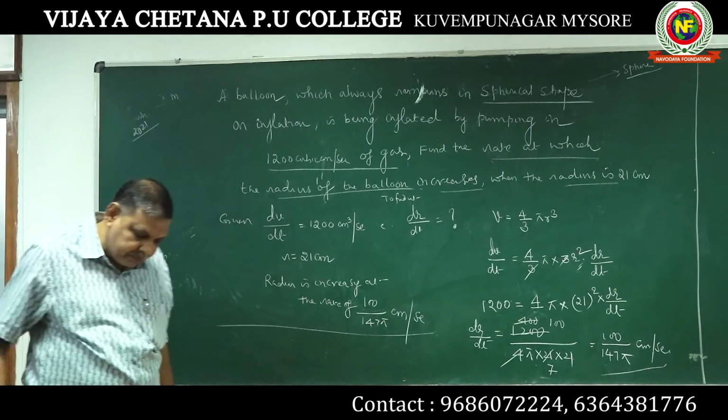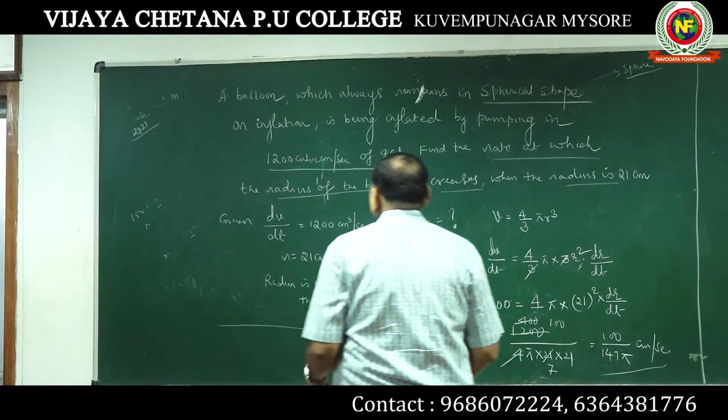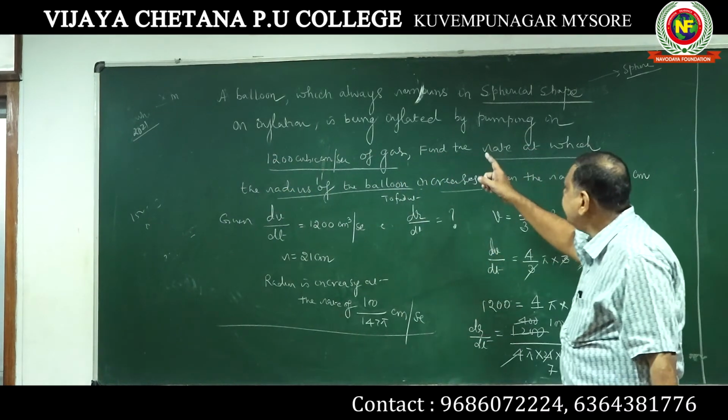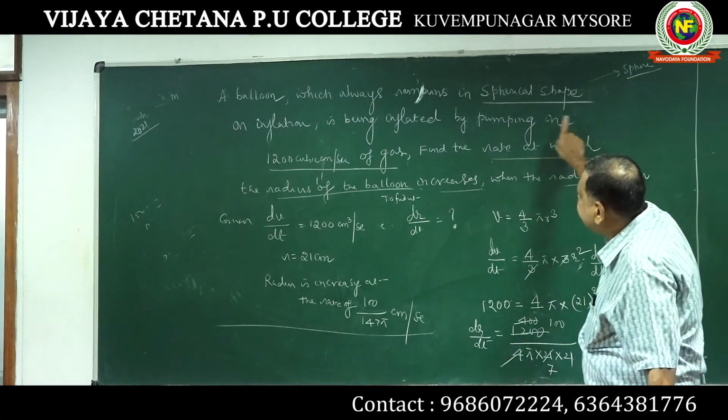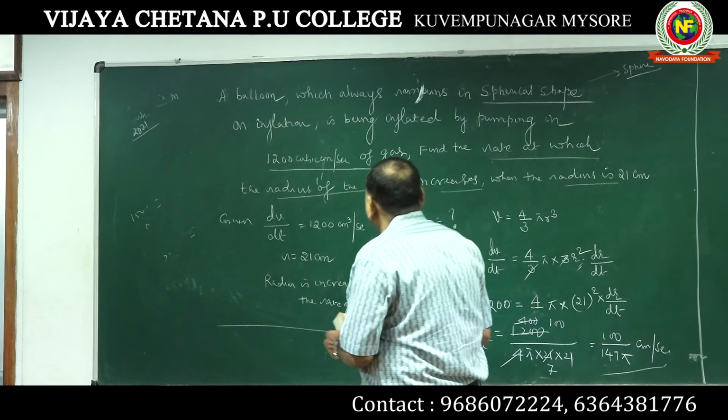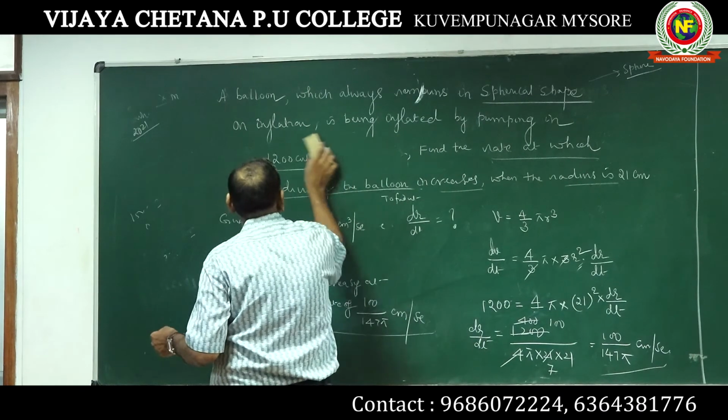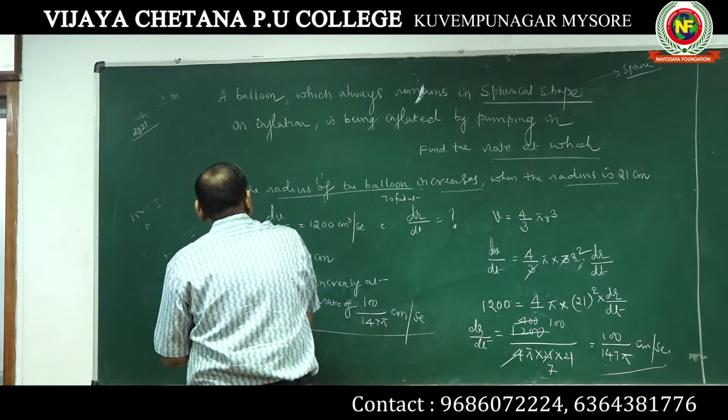Okay, one more problem, and if you want you can also take down the same problem. You can practice it in the house. A balloon which always remains spherical in shape is being inflated by pumping in the air. You can take 1500 cubic centimeters. Here make a small change.